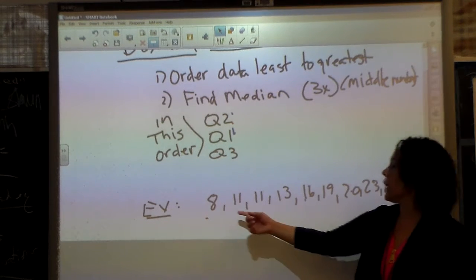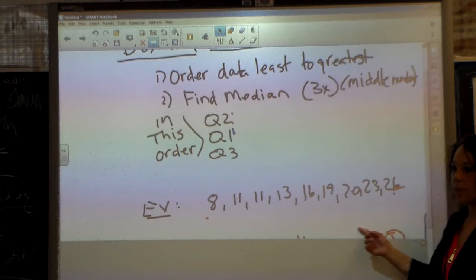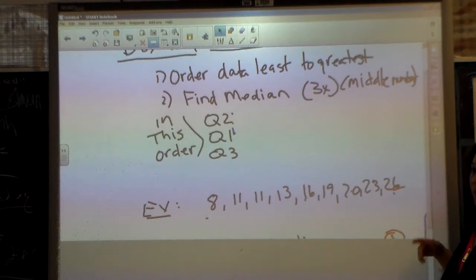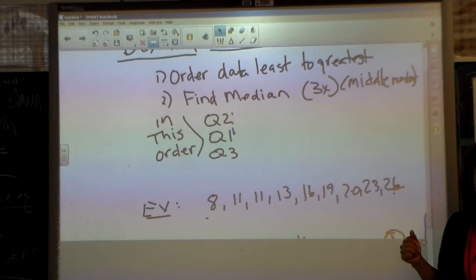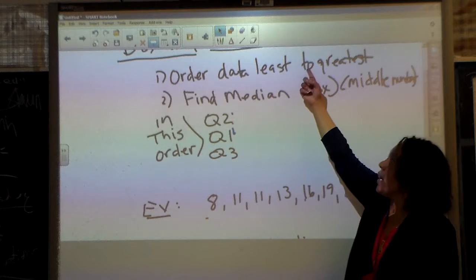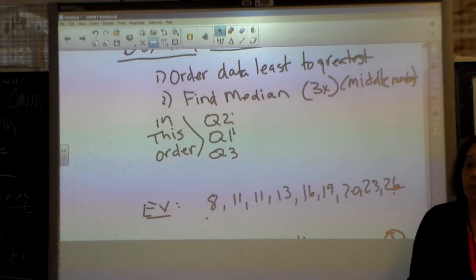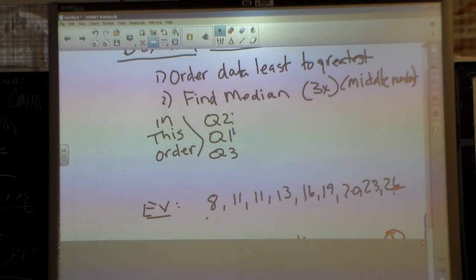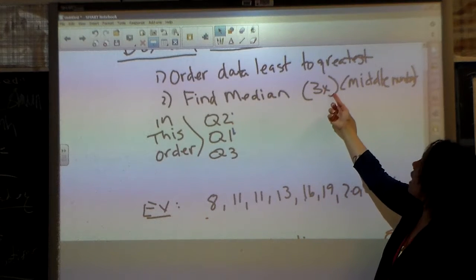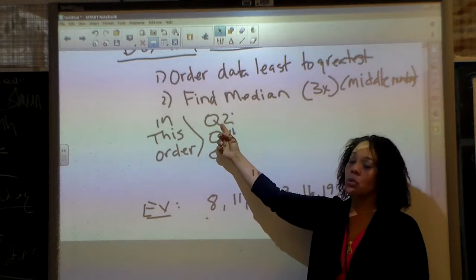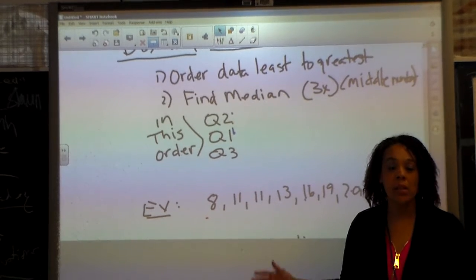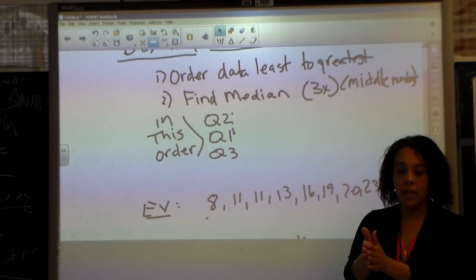Here, I have already provided a list of numbers or values for you. Now, if you look at the list carefully, they're already in order from least to greatest. On your test, they're not going to be in order from least to greatest for you, so you have to remember to put them in order yourself. Now we have to find the median 3 times, but the first one is Q2, which is our real median of the whole set of data.